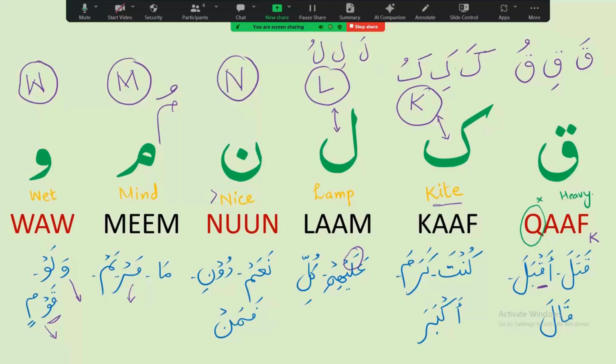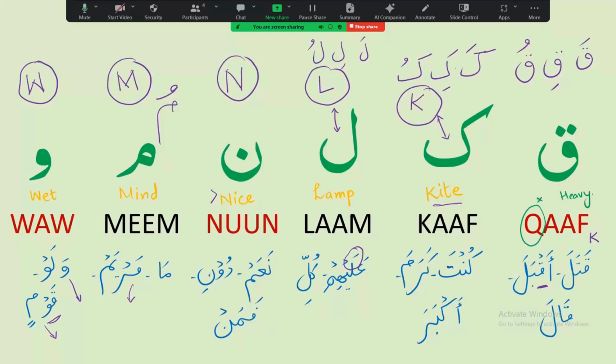The next one with a dot in the middle is noon. Okay, so we say it like na, ni, nu. Okay, so an interesting thing, sisters, is that I have again mentioned that the letters which are light, like you see kaf, lam, noon, meem, wow, are all light letters. And for that, all of the air just comes out of your mouth when you articulate these. So nothing is just staying in your mouth, right?